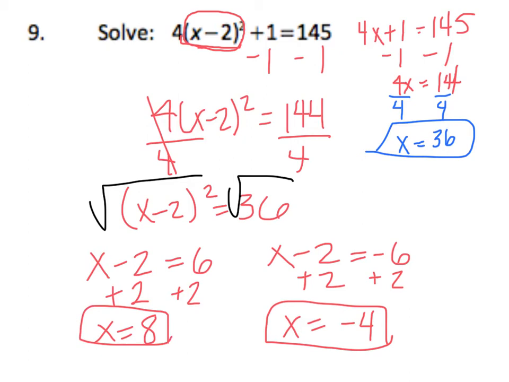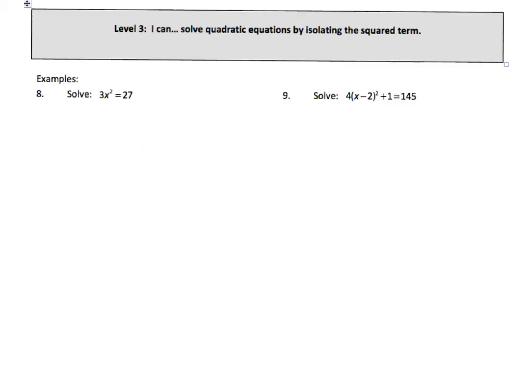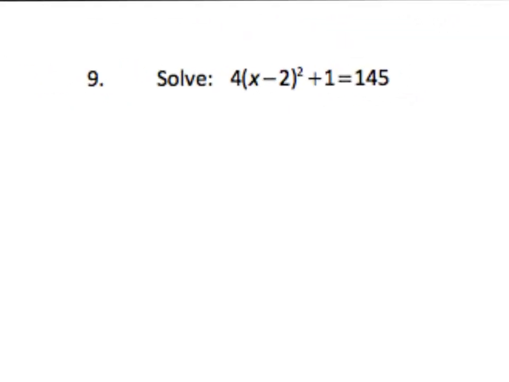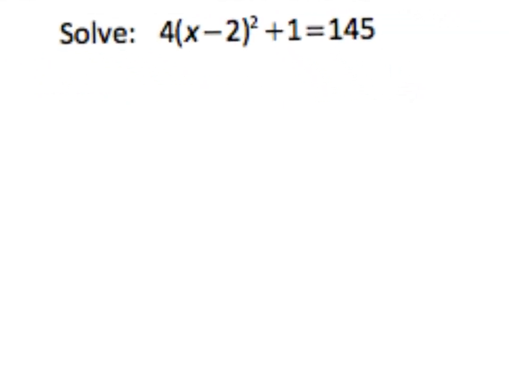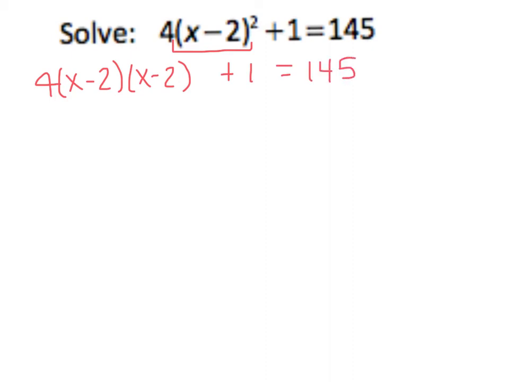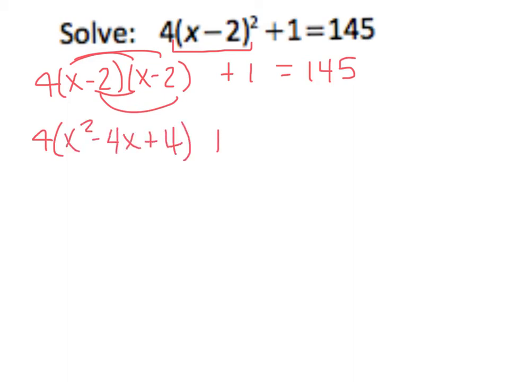Okay, here's the other way that you can do that problem. So the other way that you can do this problem is a little bit longer. What we'd have to do is we have to take this x minus 2 squared term and FOIL it out. So I'll write that twice. X minus 2 plus 1. Okay, I'm going to go ahead and FOIL this out. So I get 4x squared minus 4x plus 4 plus 1.